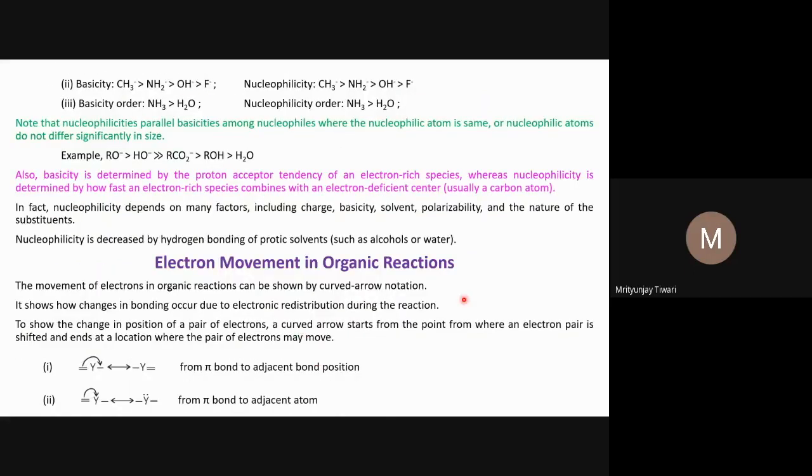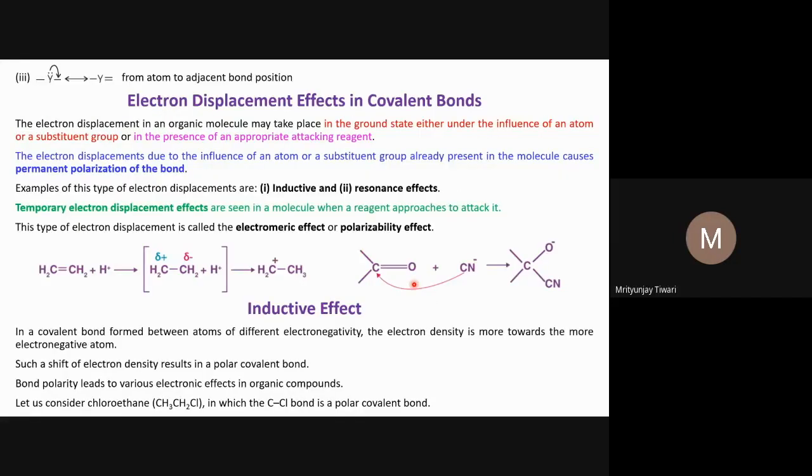And all the electronic displacements that we are studying are part of the electronic effect. So electron movement in an organic molecule is part of the electronic effect. The steric effect is associated with the size or bulkiness of any group that is attached to a carbon atom or that sits beside any species for any other reason.